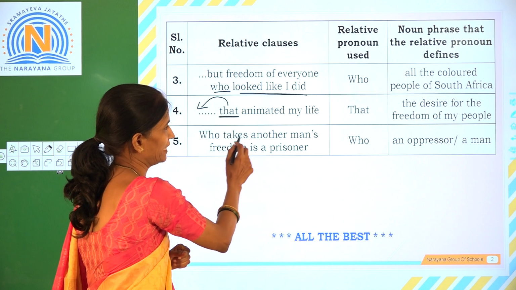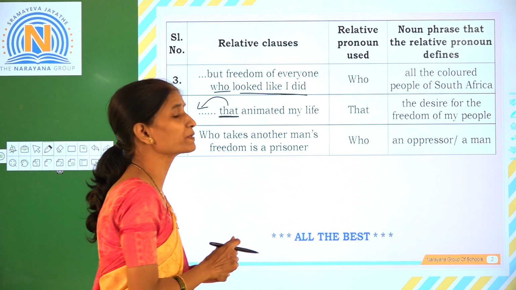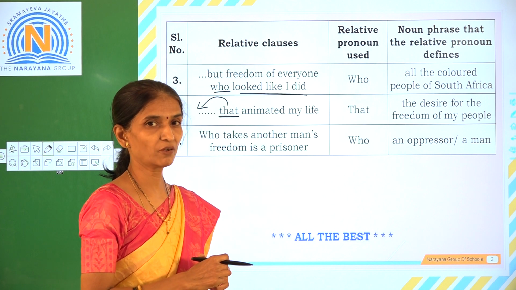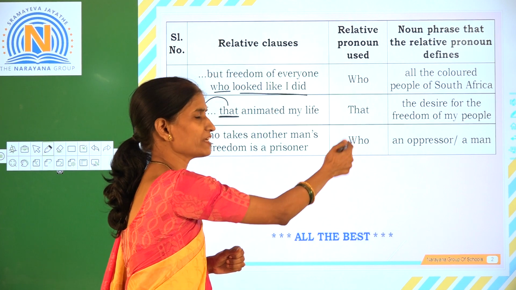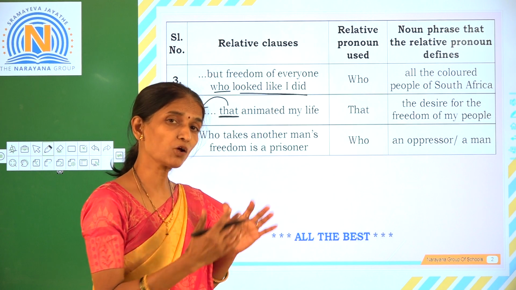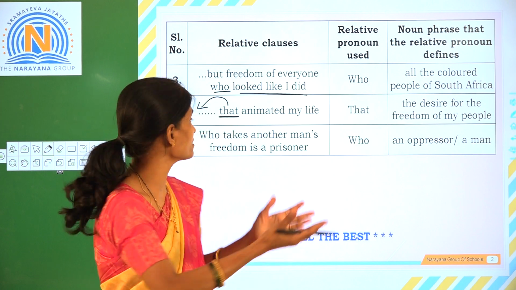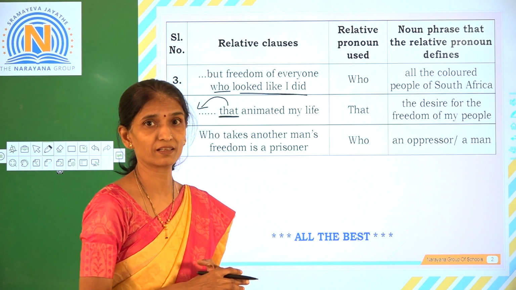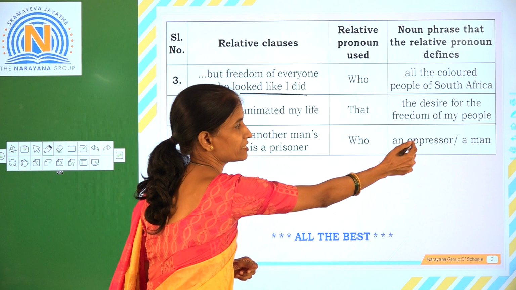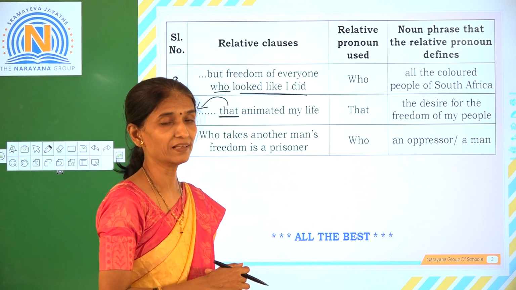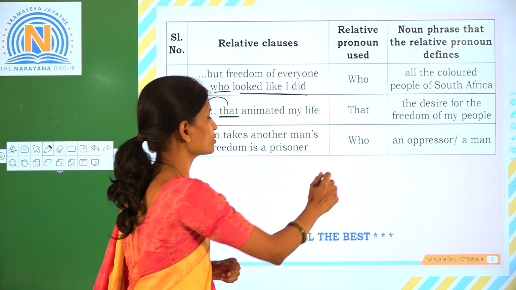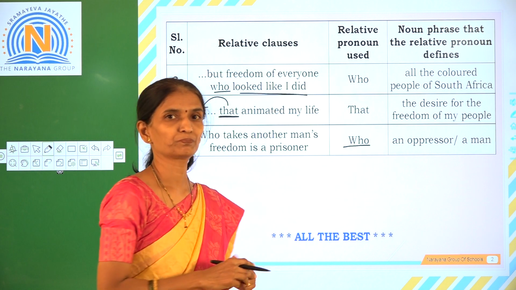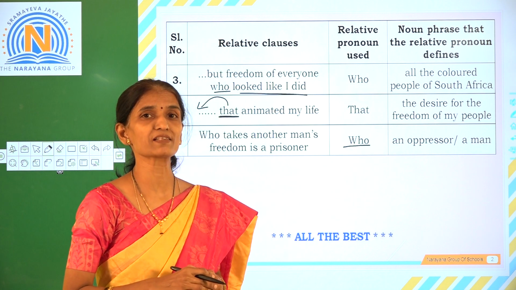Then, who takes another man's freedom is a prisoner. So what is the subject? An oppressor or a man who takes another man's freedom is a prisoner of hatred. That is what he meant. So the noun phrase used here is an oppressor or a man, and the relative pronoun used is who. So this is a textual exercise.